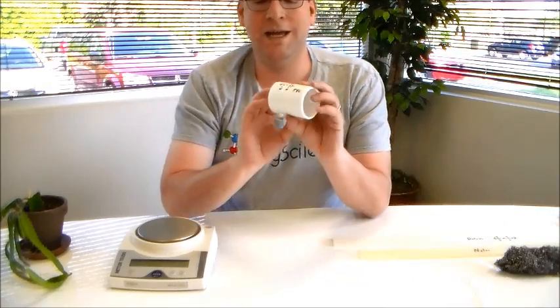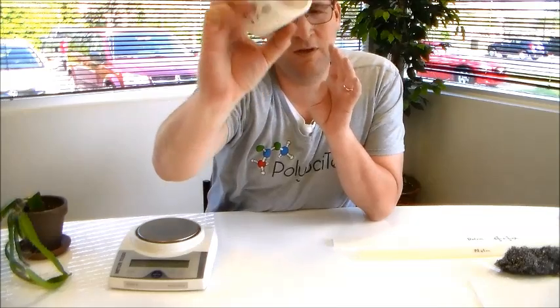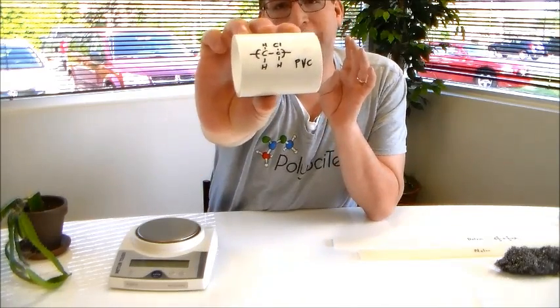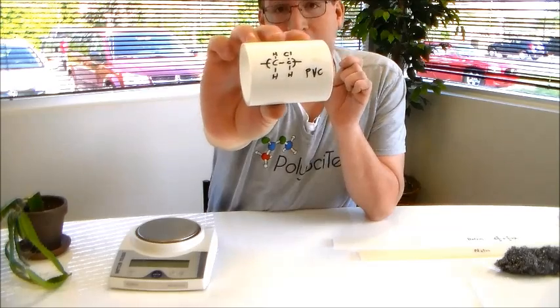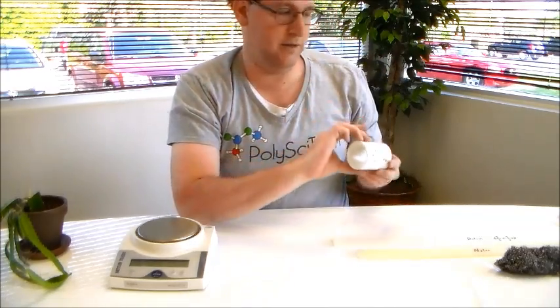Another popular kind is polyvinyl chloride, used for pipes. This is the same type of chemistry, except it has an extra chlorine sticking off the side as a pendant unit. This is polyvinyl chloride, used for a wide variety of different materials, engineered plastics, these kinds of things.